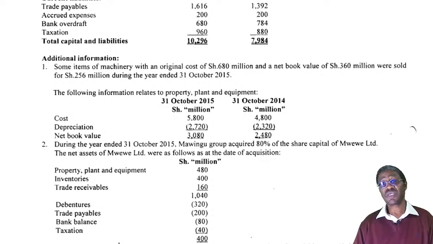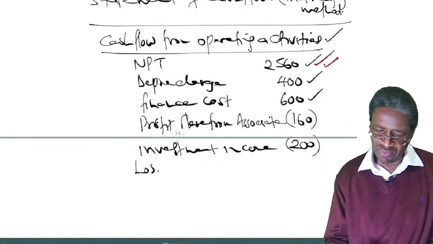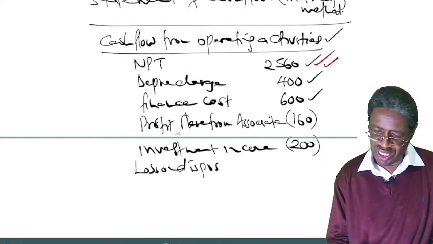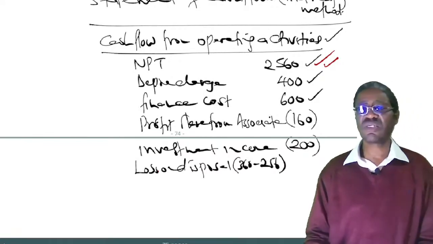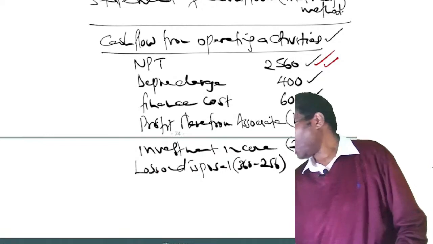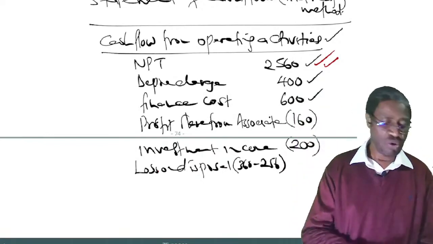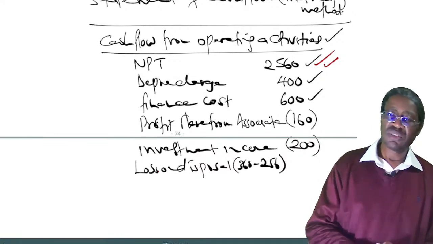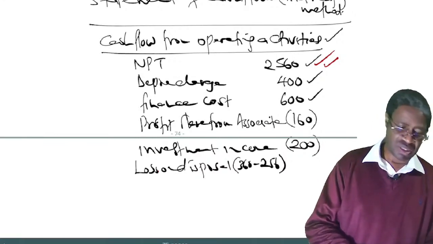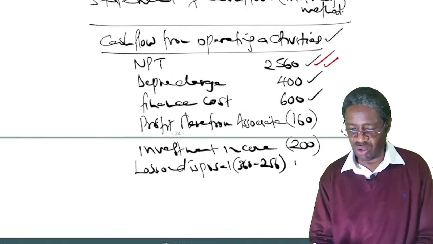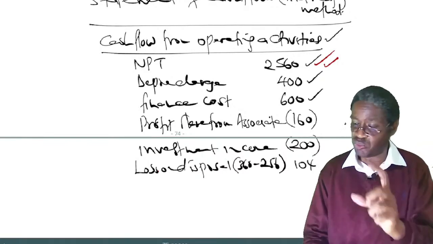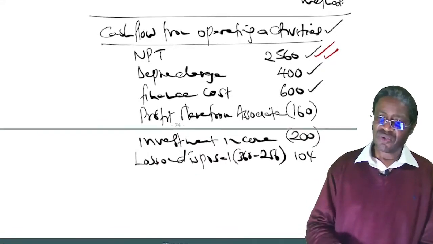So we take that 360, we minus that 256. So come and see your loss on disposal. There is a non-cash item called loss on disposal. 360 minus 256 gives me a balance of how much? What is our loss on disposal? 360 minus 256, and that gives me a loss of 104. You add, that's a loss on disposal. Good. That's all for that.